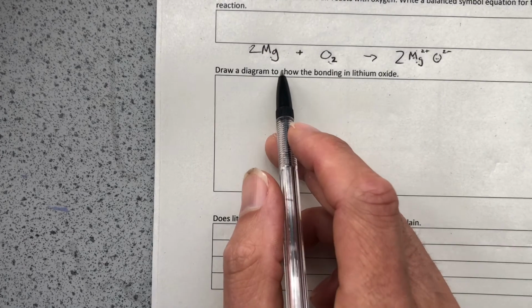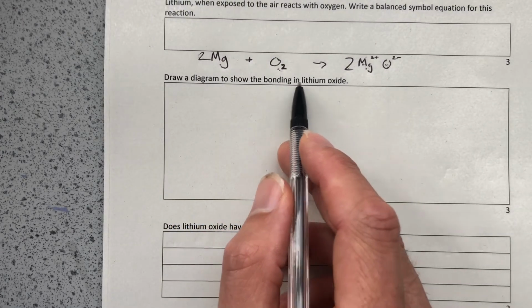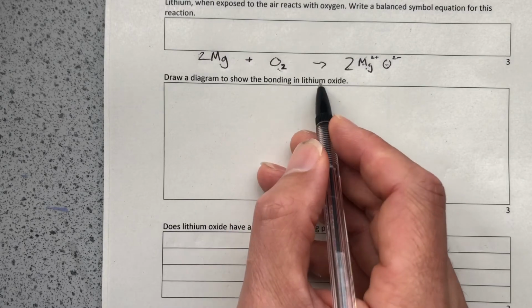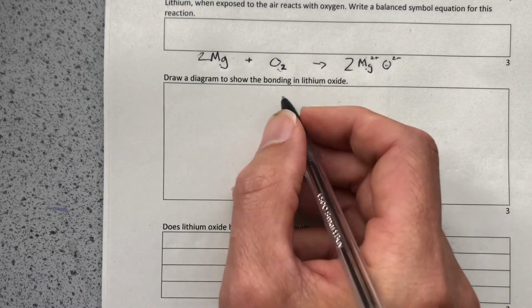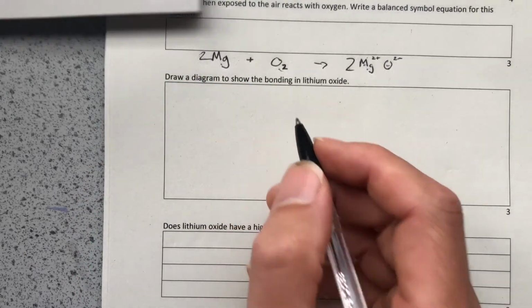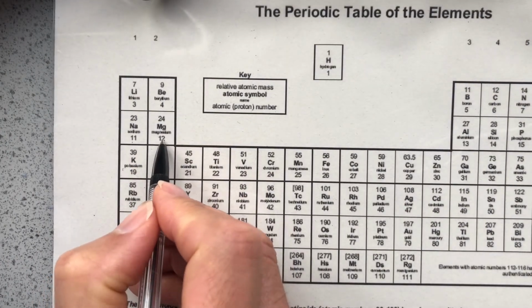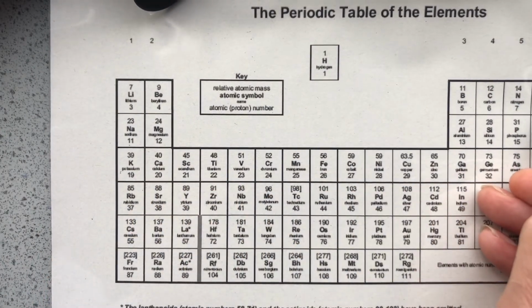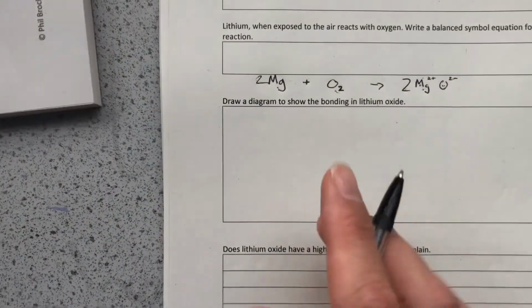All right, now we've got our ionic bonding diagram. Draw a diagram to show the bonding in lithium oxide. Well, I'm not going to do lithium oxide, I'm going to do magnesium oxide because you can just do lithium on your own. So again, back to the periodic table. Periodic table gives you the atomic numbers. Okay, magnesium has got an atomic number of 12 and oxygen has got an atomic number of 8 over there. Okay, you need to find it for lithium.